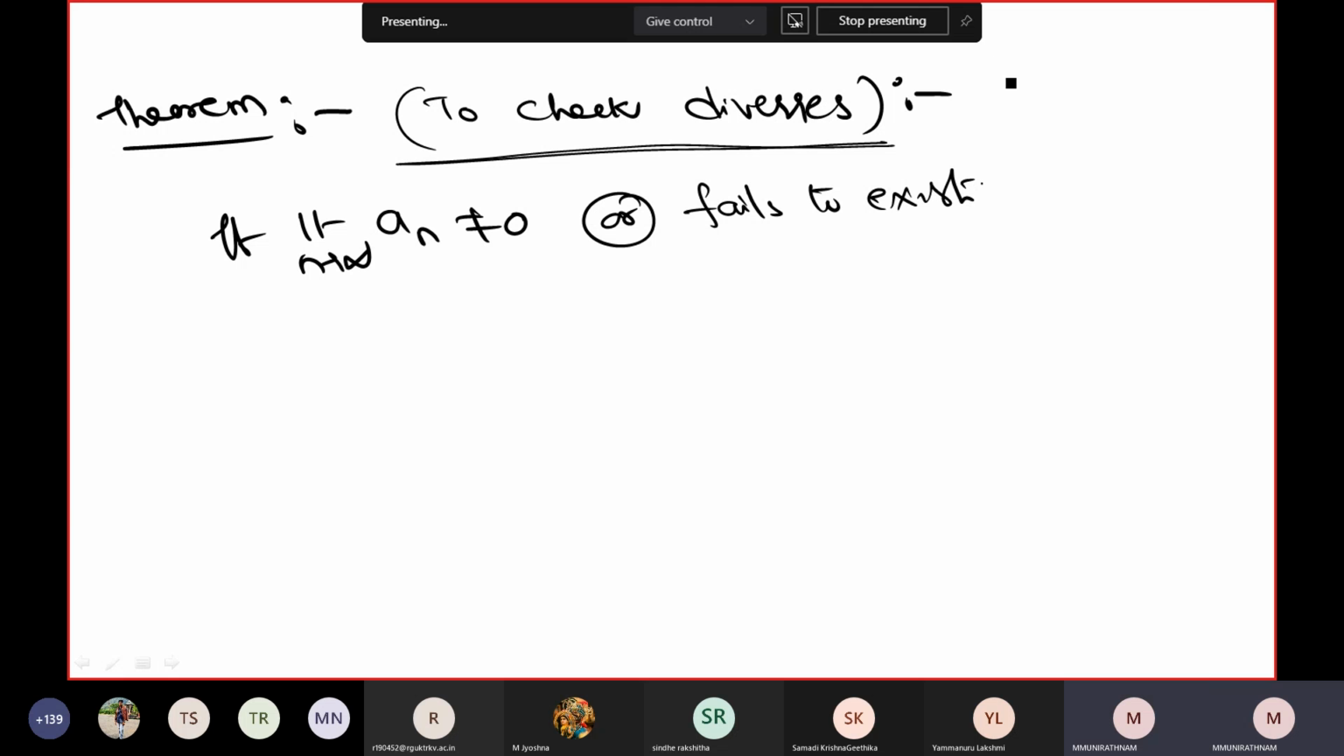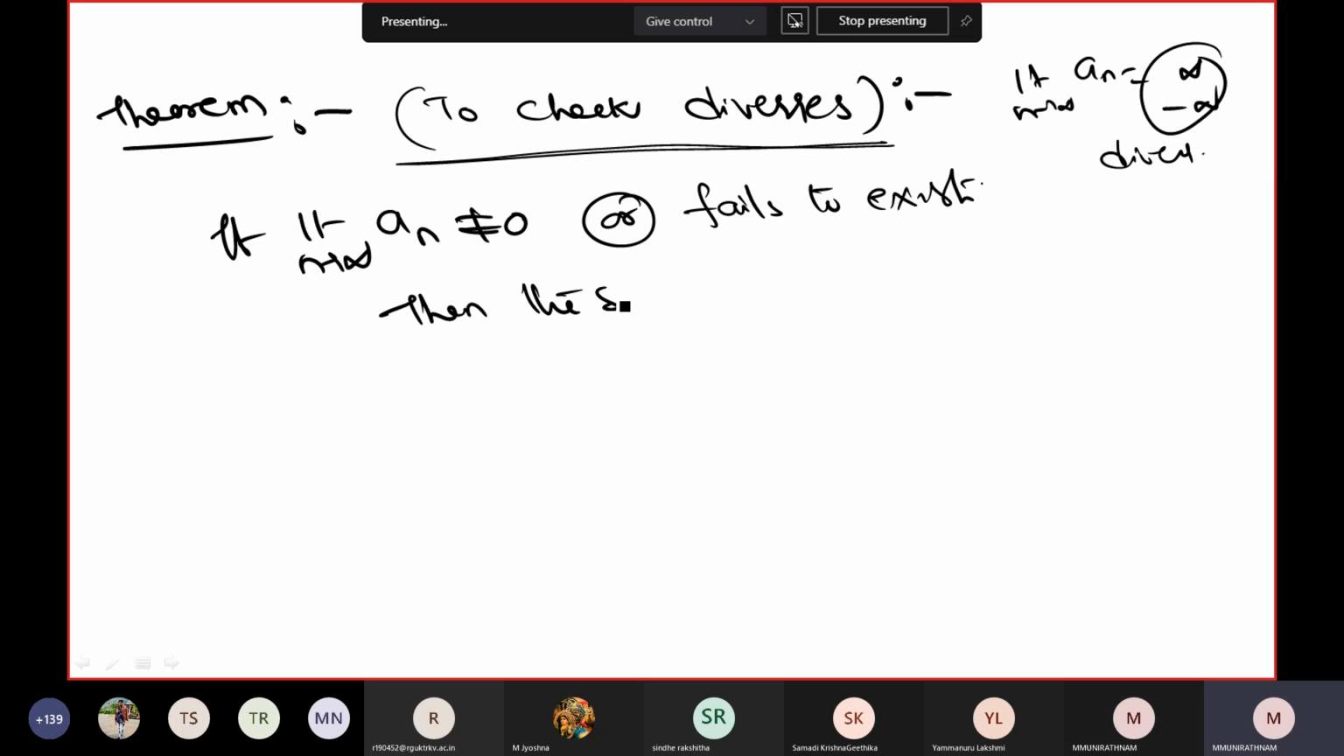Generally, if the limit as n tends to infinity is infinity or minus infinity, we directly say it diverges. That is what we call fails to exist. So if the limit as n tends to infinity of a_n is not equal to 0, or fails to exist, then the series summation a_n diverges.